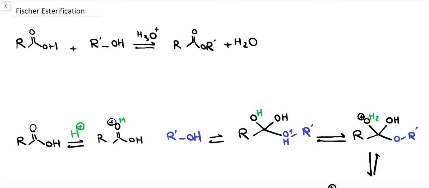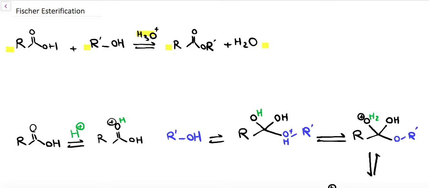In this video, we review the Fischer esterification reaction mechanism. The Fischer esterification reaction involves the reaction of a carboxylic acid plus an alcohol under acidic conditions to give an ester plus water.